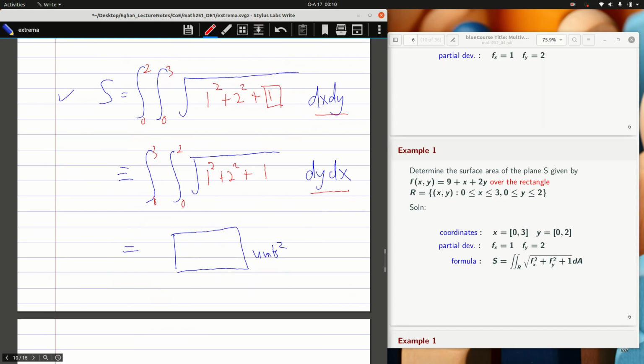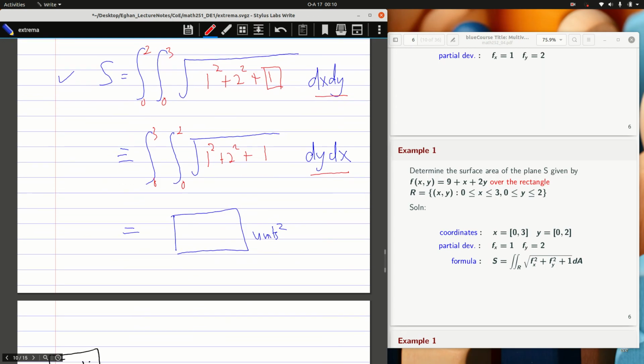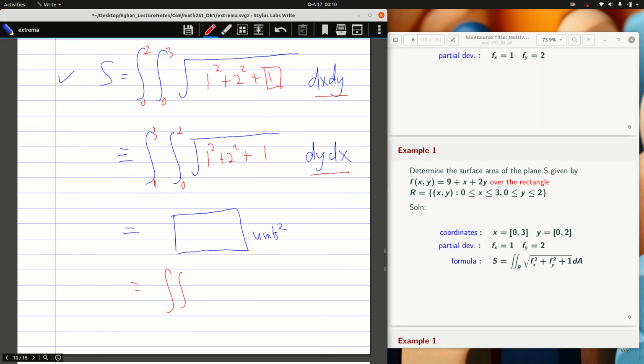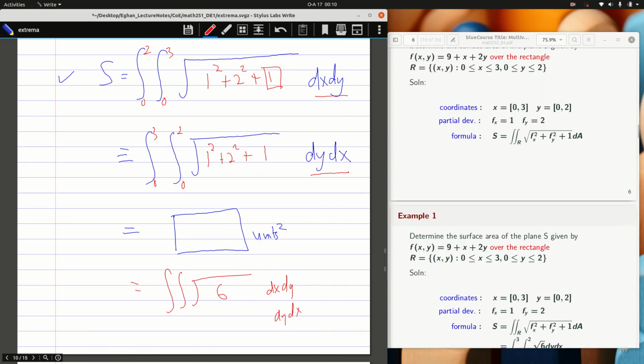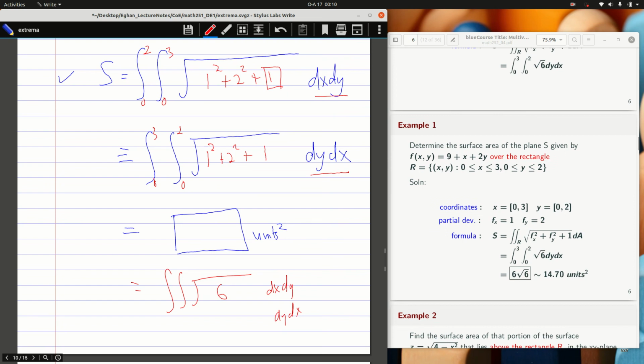So I know I'm going to have some double integral and then the square root of 6, if I'm not wrong, either dx dy or dy dx. And whenever you compute this, my answer says you should expect to have 6 root 6 units squared. So I told you initially, it's not about solving the problem, it's about knowing how to get through it. Okay, and so you can compute this and then verify the answer.